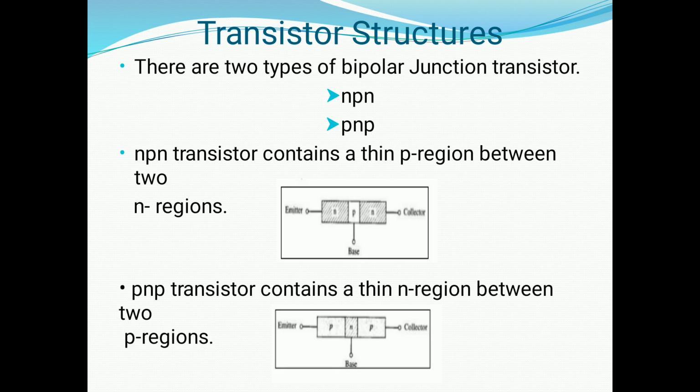There are two junctions in a transistor. The junction formed between emitter region and base region is called emitter-base junction and the junction formed between collector region and base region is called collector-base junction.